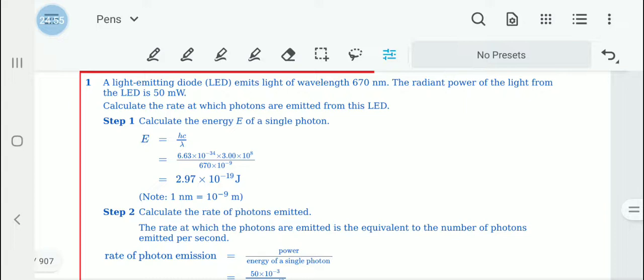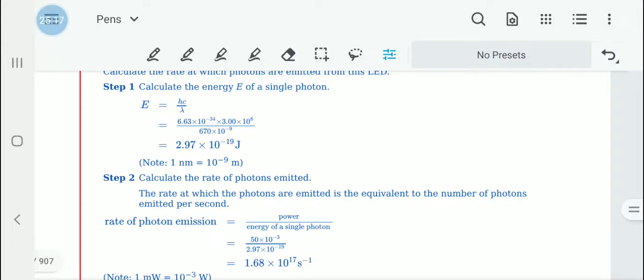6.63, that is the Planck constant, into 10 to the power minus 34, multiplied by c, which is 3 into 10 to the power 8, the speed of light, divided by lambda, which has been given as the wavelength, 670 into 10 to the power minus 9. So that means 2.97 into 10 to the power minus 19 joules is the energy of a single photon.